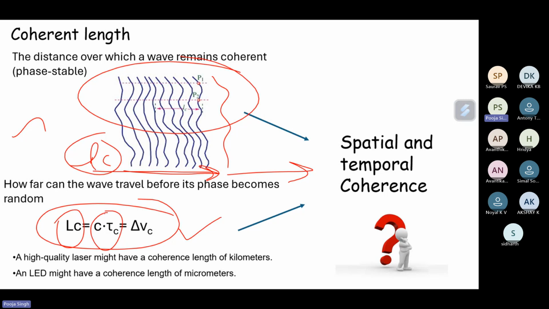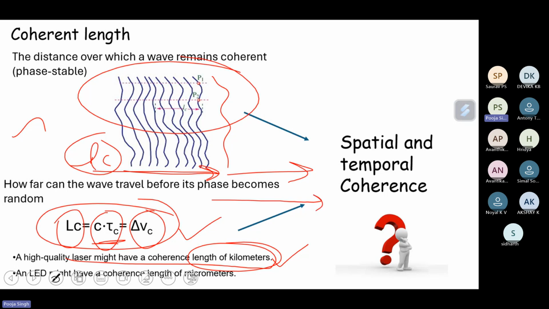This length is denoted by LC, and it depends upon your coherence time as well as the velocity of the light. If you solve this, you will get the frequency. So frequency has a direct correlation with the coherence length, but an inverse relationship with the coherence time. It is just opposite. Basically, a high-quality laser will have a coherence length of kilometers, and an LED will have a coherence length of only micrometers. Are you understanding? This is simple, just about the coherence.